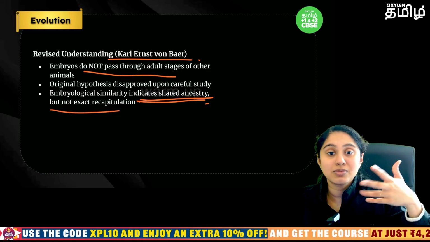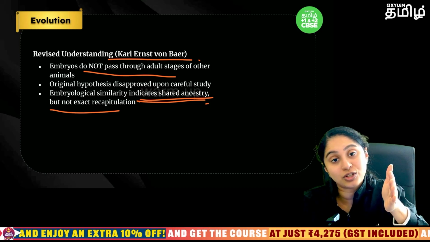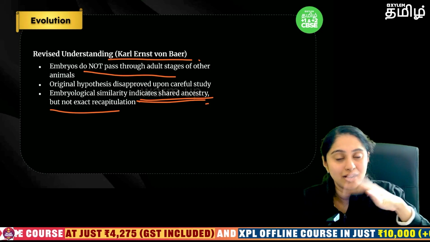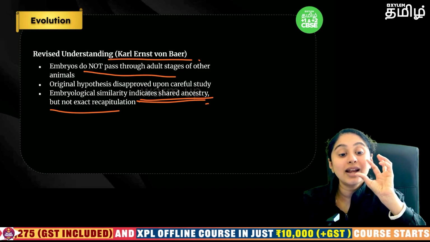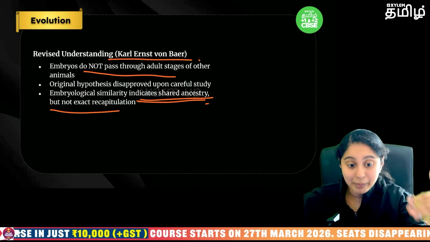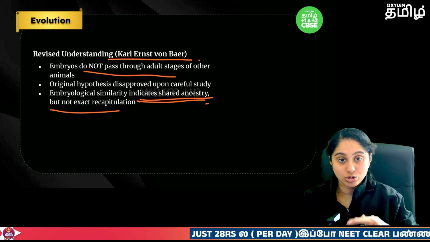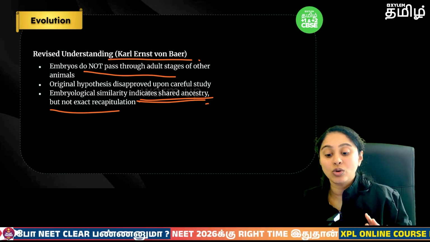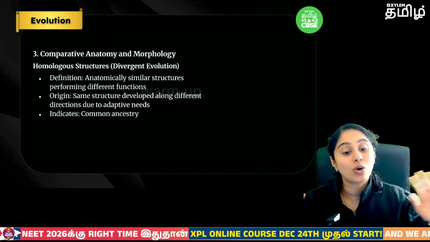Recapitulation means first the embryo will become a fish, then an amphibian, then a reptile, a bird, and then a mammal. That's not true. It is just that it will indicate certain features that were there in the ancestors but may not be there in the adult. So those ancestral features will come first, and only then the embryo will start developing into the complete organism, is what he said.